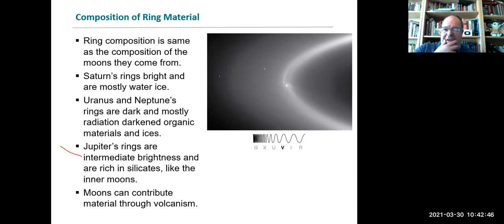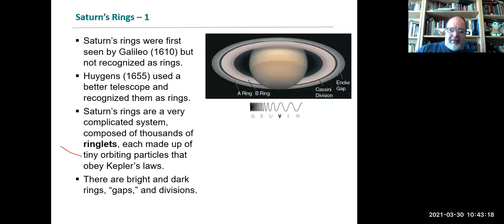It's going to pick up carbon and all the other stuff that's out in space. That's what they're talking about with Uranus and Neptune's rings being dark and mostly radiation darkened organic materials. The radiation can actually burn off and cause different compounds to form, and that causes a blackening as well. Jupiter's rings are intermediate brightness and are rich in silicates, like the inner moons. Again, you can see the moons are actually feeding the rings. And moons can contribute material through volcanism. That's the easiest way. Of course, there are other ways as well, just from impacts and whatnot.